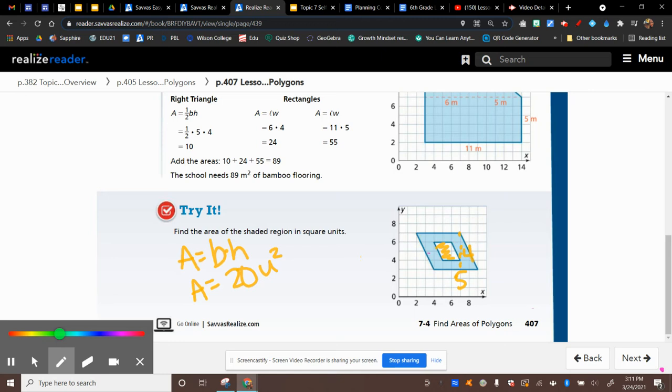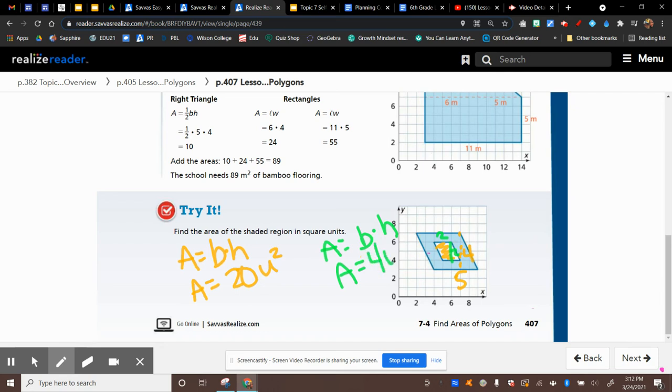So I'm going to find the area of that space, which is 2 by 2, which is 4 units squared. So if I take 20 units squared minus 4 units squared, I'm going to end up with the area of 16 units squared of that shape.